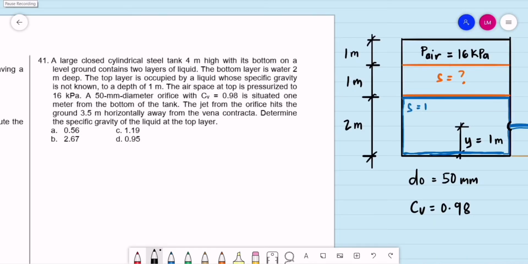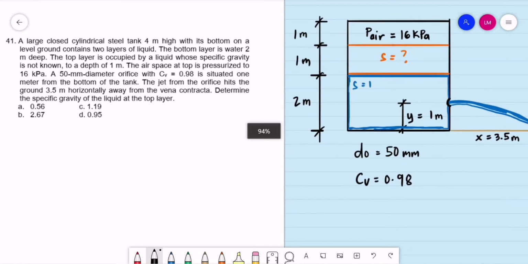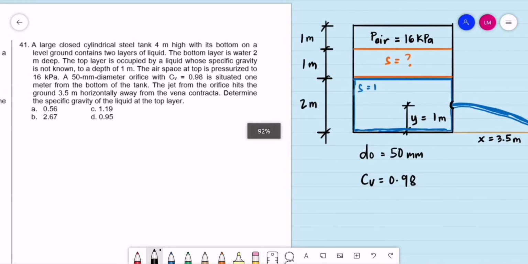Okay, tuloy tayo sa number 41. A large closed cylindrical steel tank 4 meters high with its bottom on a level ground contains 2 layers of liquid. So, the bottom layer is water. So, the specific gravity is equal to 1. 2 meters deep. The top layer is occupied by a liquid whose specific gravity is not known. Okay, to a depth of 1 meter.